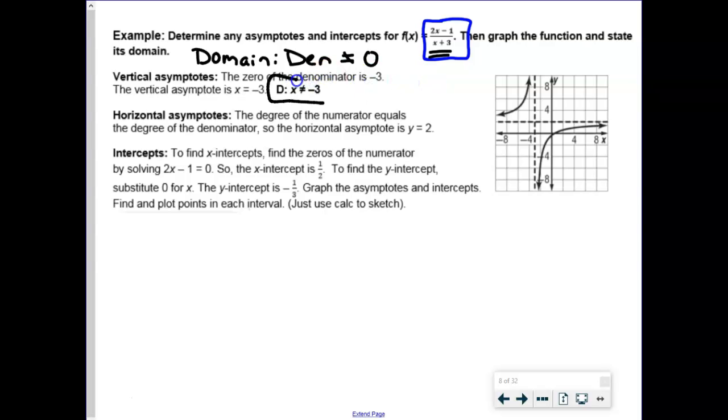Now look, finally, we're at that moment. Remember how I told you that eventually I'll let you be lazy? We're there. You don't have to write interval notation anymore. You can just say domain: x can't be -3.